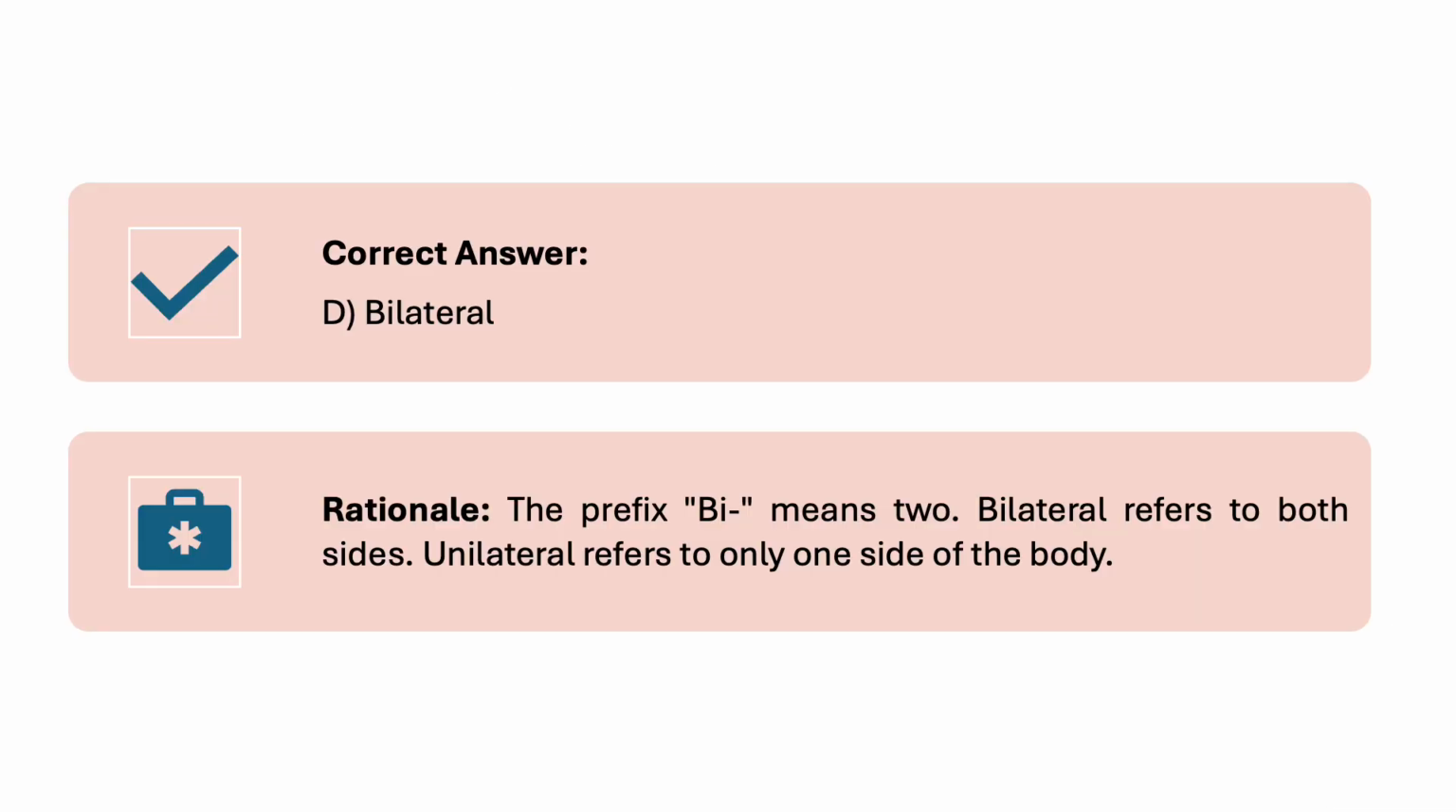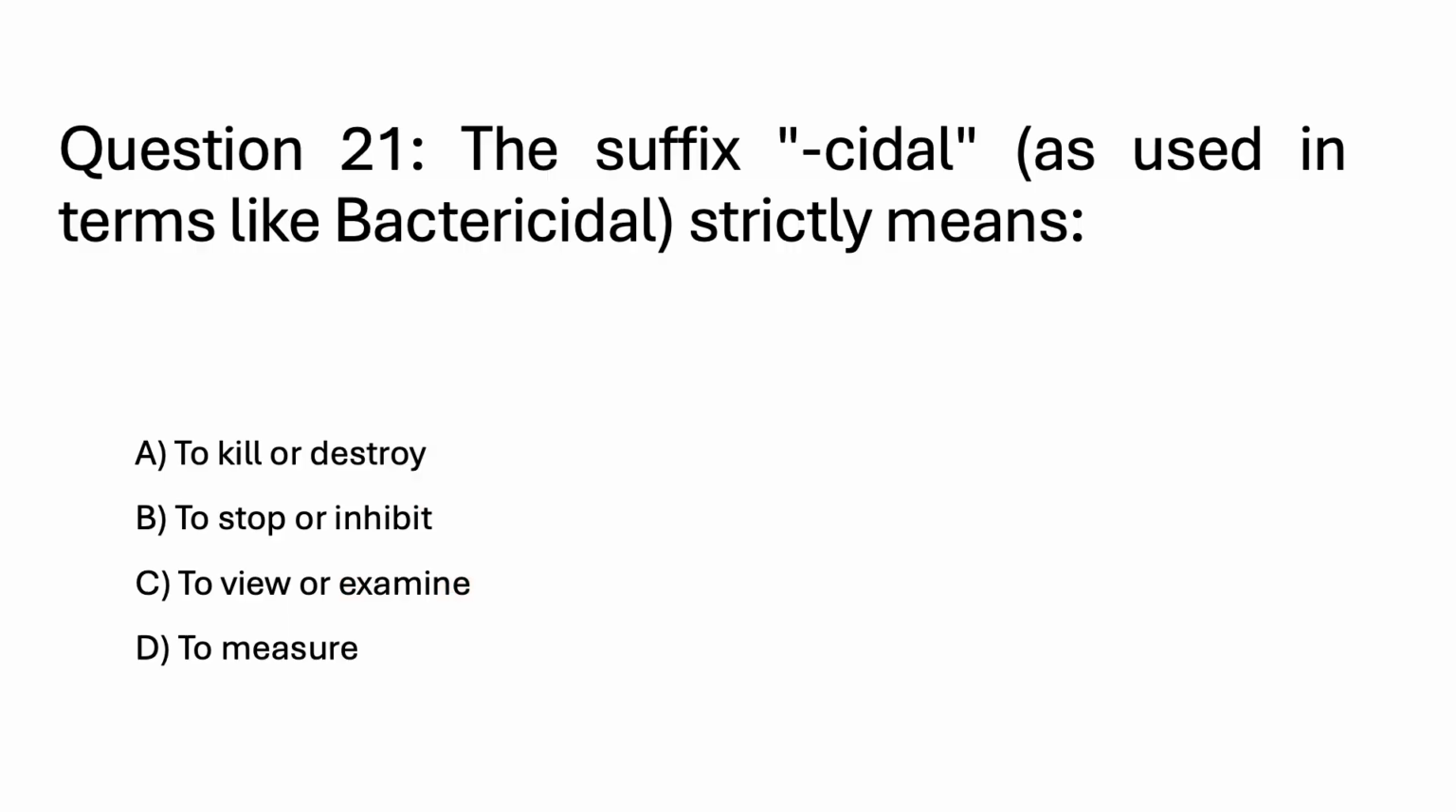Correct answer, D. Bilateral. Rationale. The prefix bi means two. Bilateral refers to both sides. Unilateral refers to only one side of the body.